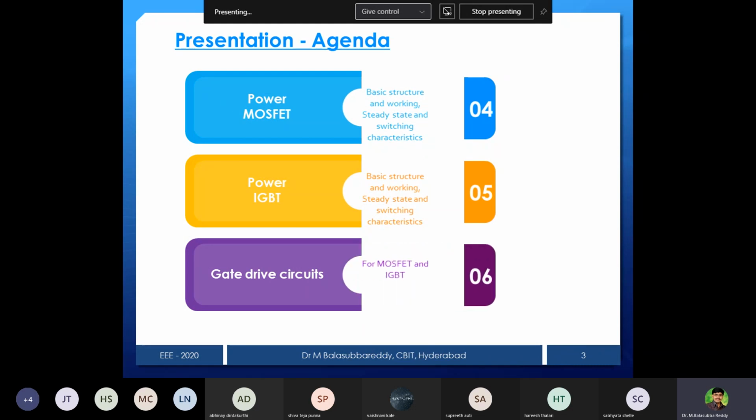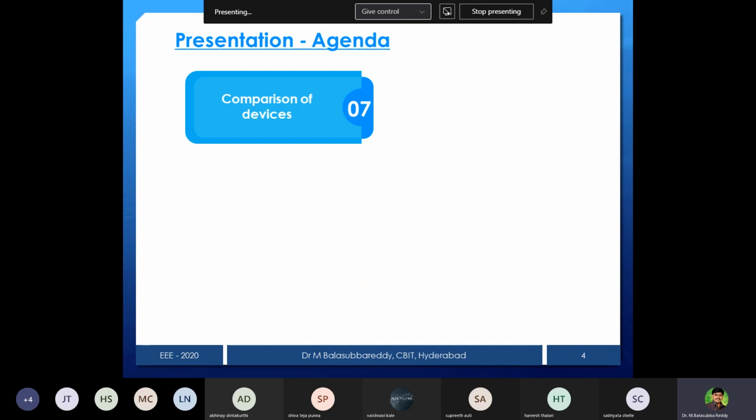And then gate drive. Another one is a comparison of the devices. These are very small topics. Comparison means we compare the BJT, MOSFET, IGBT and their applications. All three comparisons we'll look into. Another comparison also we'll see, ordinary diode and power diode. This is the complete syllabus in the first unit, and after completion of this we'll move on to the third unit. Then our second unit is completed.